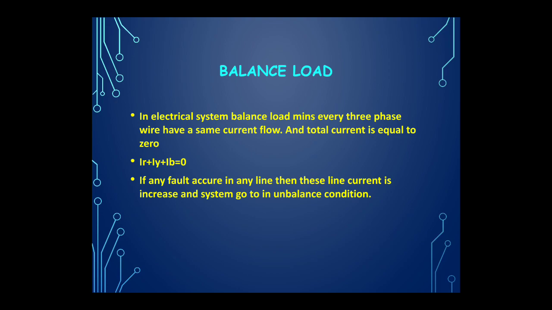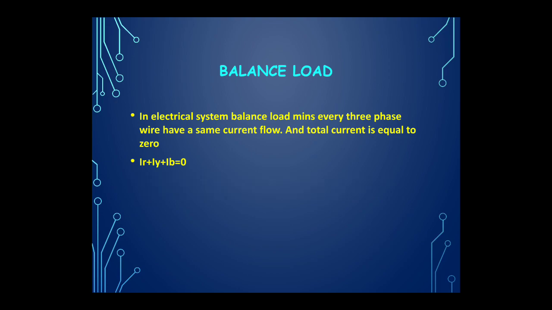If there is a short circuit or overload in any phase, or any type of fault, whether line to line, line to ground, or double line to ground, any type of asymmetrical fault in any one of the lines, then this balanced condition is changed and it becomes unbalanced. In a balanced condition, the voltages are the same.